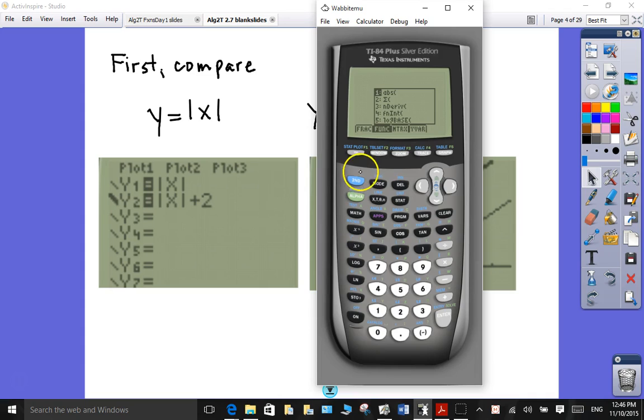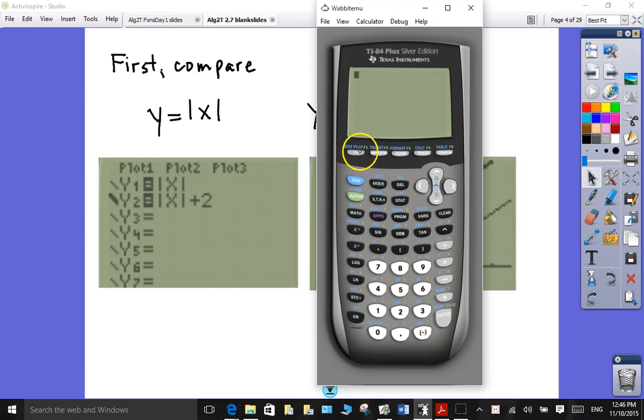And then the last one, if you go down on the 0, it says catalog. So if you go second 0, absolute value is actually the first one in the list. So it's very easy to get to in that list too. Under catalog, you can find anything. If you can't find it anywhere else, go to catalog. So I'll just use that.